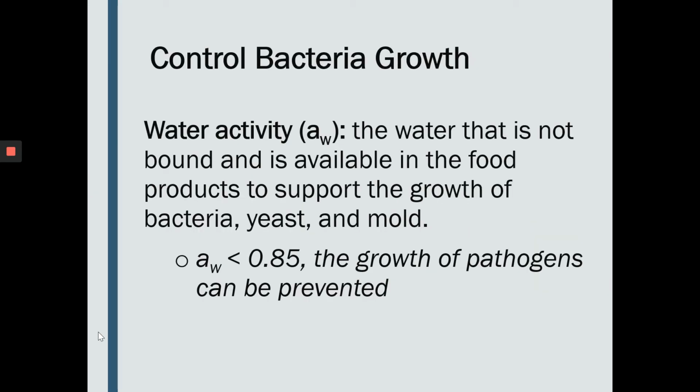Another important concept to understand in controlling pathogen growth is water activity. Water activity is the water that is not bound and is available in the food products to support the growth of bacteria, yeast, and mold. If the water activity of a food is less than 0.85, the growth of pathogens can be prevented.